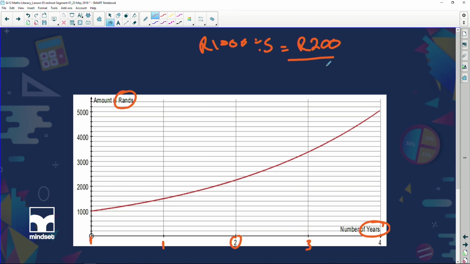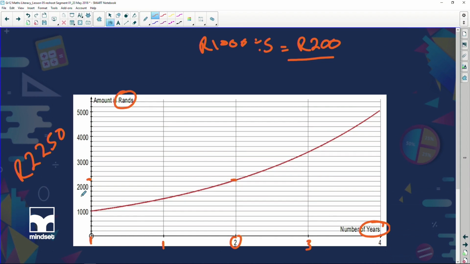So the question is, at the end of 2 years, how much money do I have in my bank? Well, 2 years, we go up here, draw it across, and we get this point here. Not quite in the middle, just below the middle. So we've got 2,000, 2,200, 2,400. So it's above the 2,200, maybe 2,250 Rand, because it's not quite in the middle. If it was in the middle, it'd be 2,300.